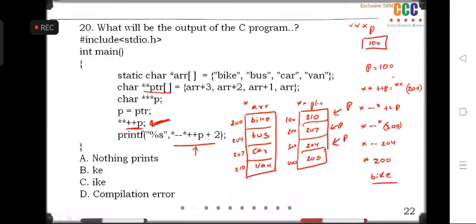If it is pi, what are you doing? You are doing 200 plus 2. That means 0, 1, 2. This is 2. That means 0, 1, 2, 3. From 2 and 3, it should be KE. Yes, it is KE. Is that clear? Is that clear, everyone? Yes or no?